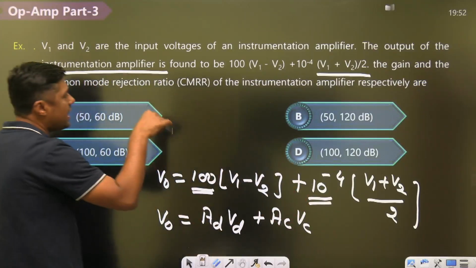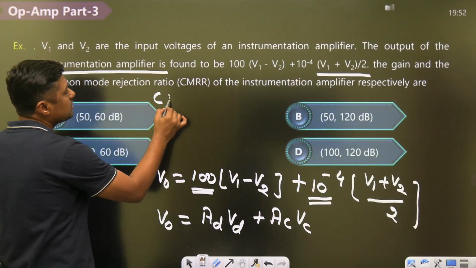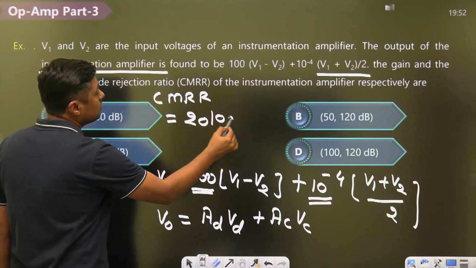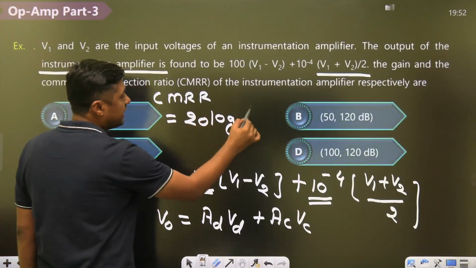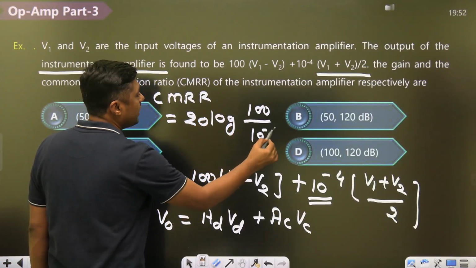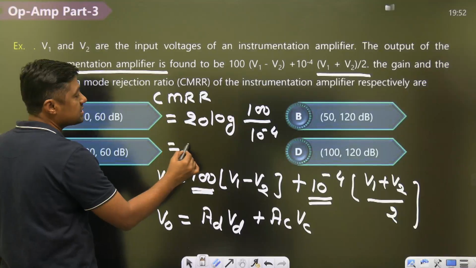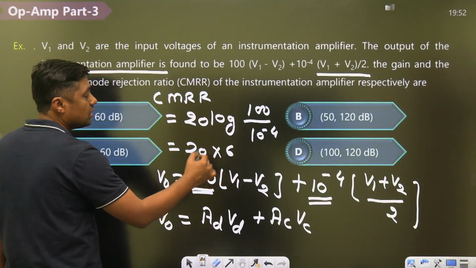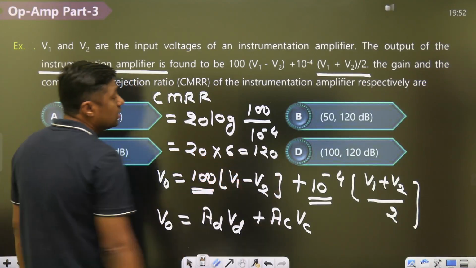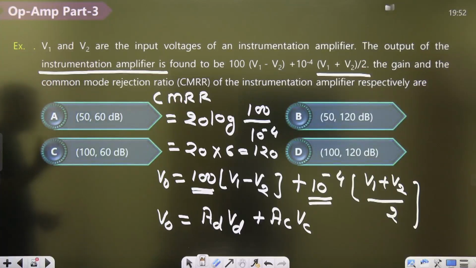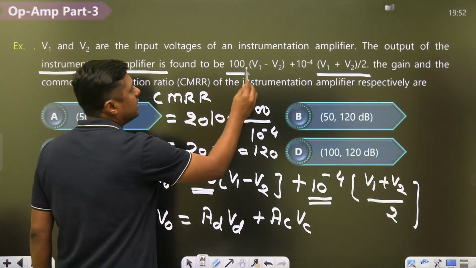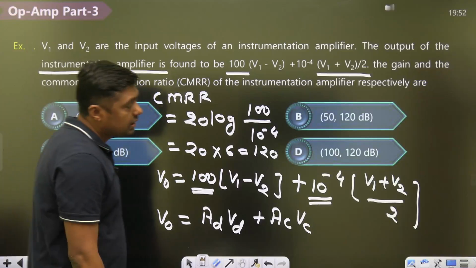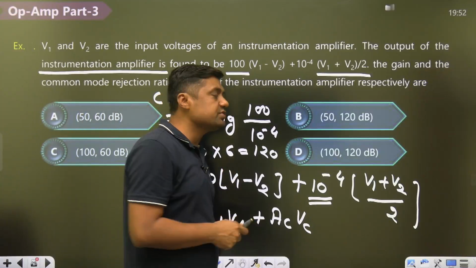So what is the CMRR? Ratio of this, or CMRR is 20 log of AD by AC. So AD is 100. AC is 10 to the power minus 4. It will become 10 to the power 6. 20 log of 10 to the power 6 is nothing but 120 dB. So what is the wanted gain? 100. Always compare. AD is the wanted gain, and AD by AC is called CMRR, and in dB it will become 120 dB, and that is a very, very high value of CMRR.